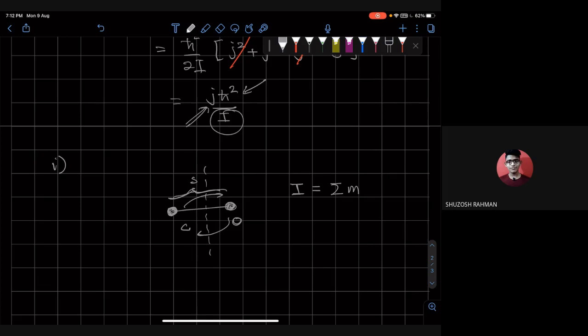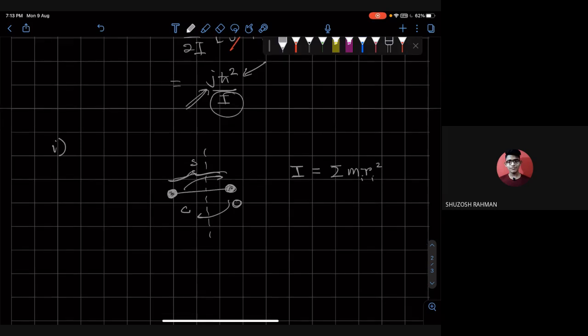And what is the moment of inertia? How is it defined? Can someone tell me? Sum of m_i r_i squared. Is that correct? Right. So that's a moment of inertia around some axis of rotation. And of course, here the axis of rotation should go through the center of mass, right?